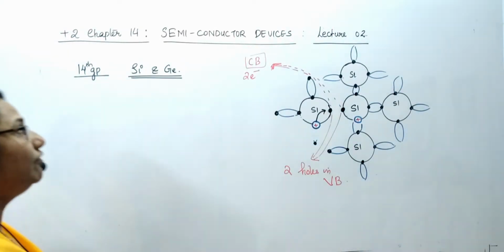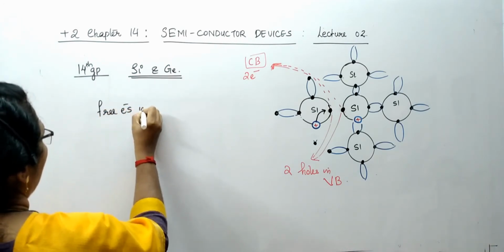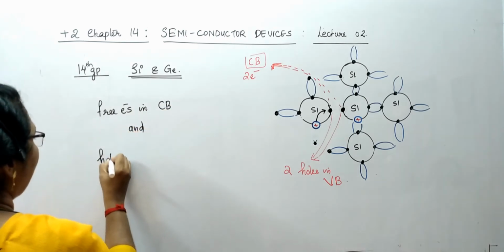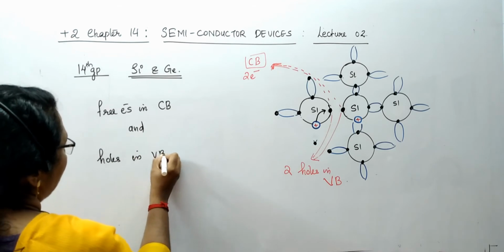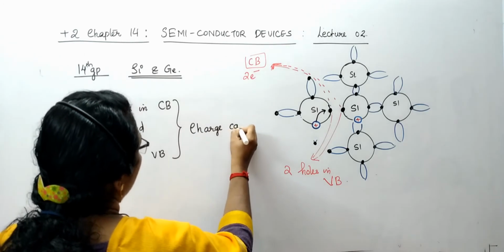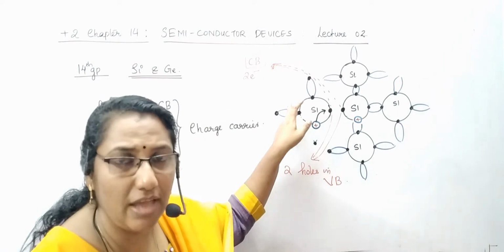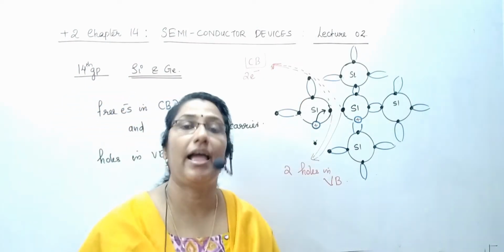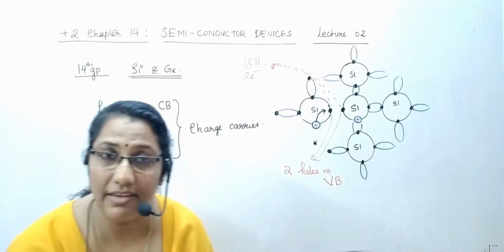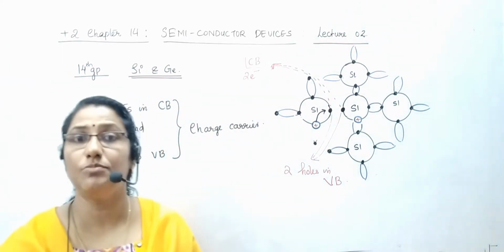Very important point for semiconductors. Free electrons in the conduction band and holes formed in the valence band act as the charge carriers. So which are the charge carriers for semiconductors? Free electrons in the conduction band and holes in the valence band act as the charge carriers in semiconductors. Clear? Now suppose we have increased the temperature. We have increased the value of temperature from the room temperature value.